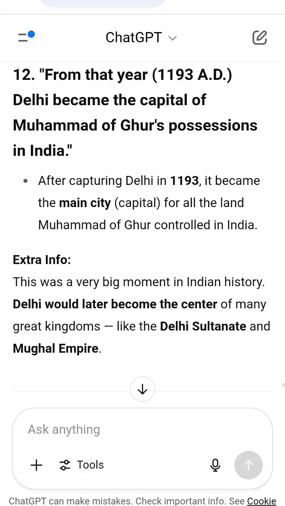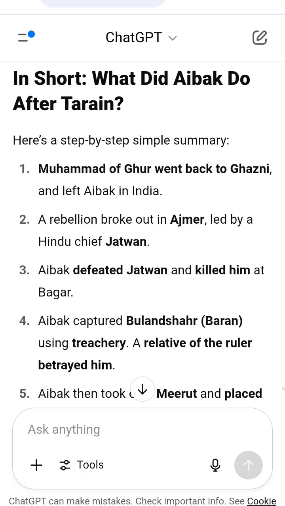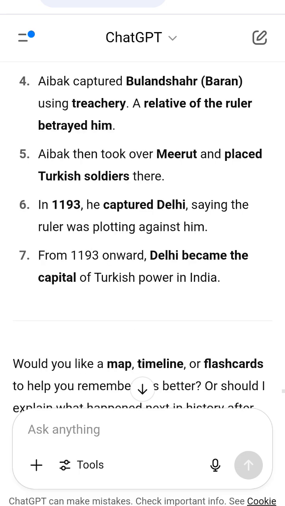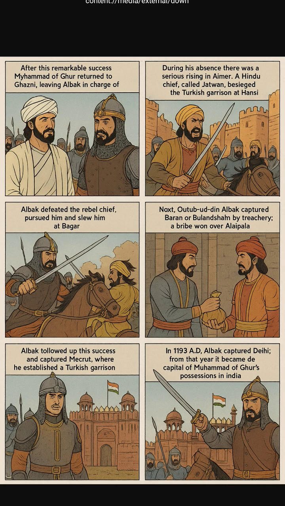Summary in simple words. Aibak was left in charge of India. Rebellions started. Aibak crushed them. He won battles, used bribes, and captured cities. Important places like Bulandshahr, Meerut, and Delhi came under Turkish control. In 1193, Delhi became the capital of the foreign rulers.